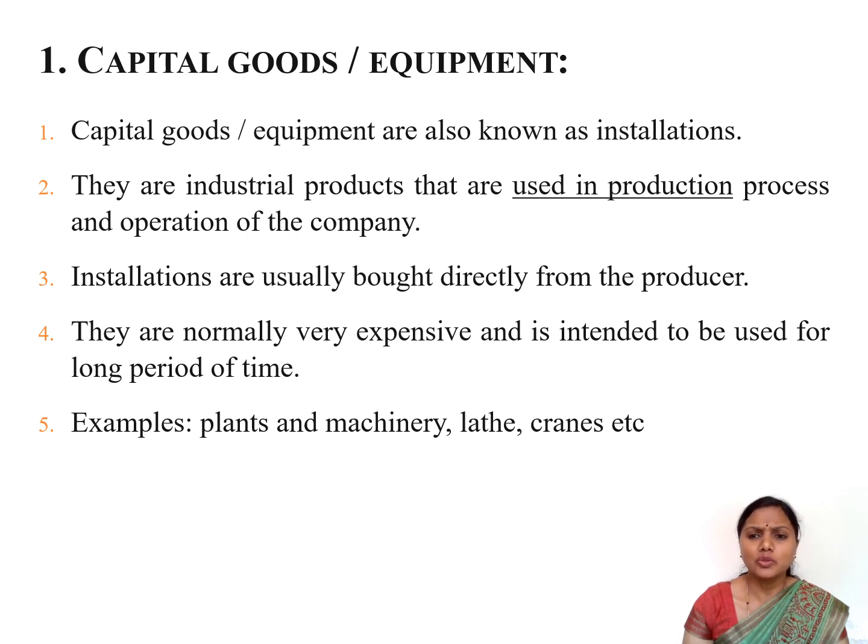It is intended to be used for a long period of time, maybe for 5 years, 10 years, 15 years. So it is a long term investment, and a huge amount of money will be spent. For example, big plants and machinery. Lathe, this is also one type of huge machinery which will work automatically. Cranes, etc. These are all very costly. They will be bought by the industrialists and installed in their industries.